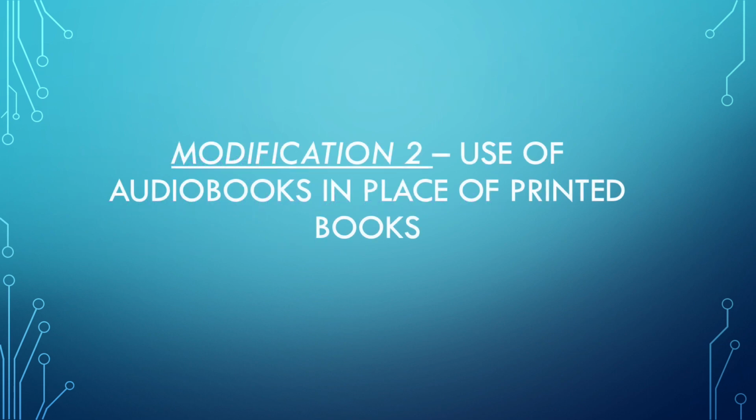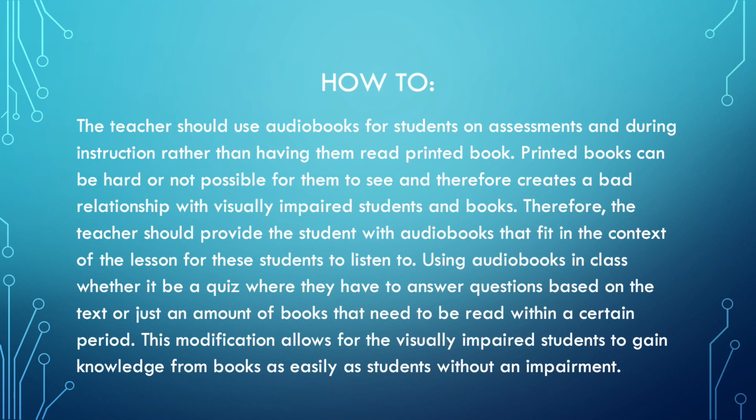My second modification is the use of audiobooks in place of printed books. So essentially the teacher is just going to use audiobooks in class, instead of having these visually impaired students read printed books, because printed books are hard for them to see if they can see them at all, and that creates a bad relationship between them and books, and it makes them not want to read at all, whether it's being read to them or at all.